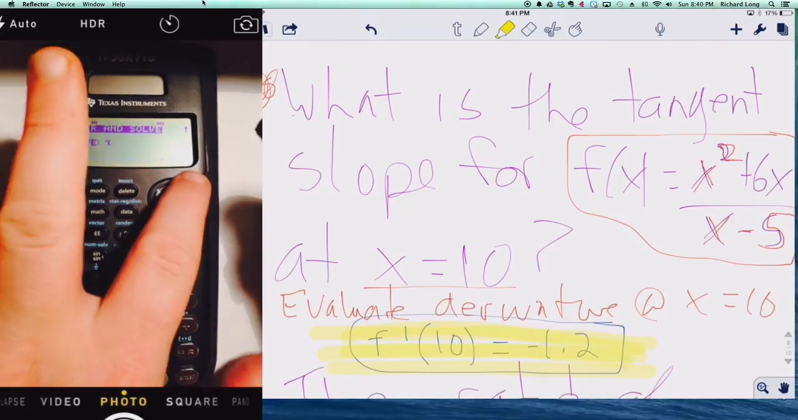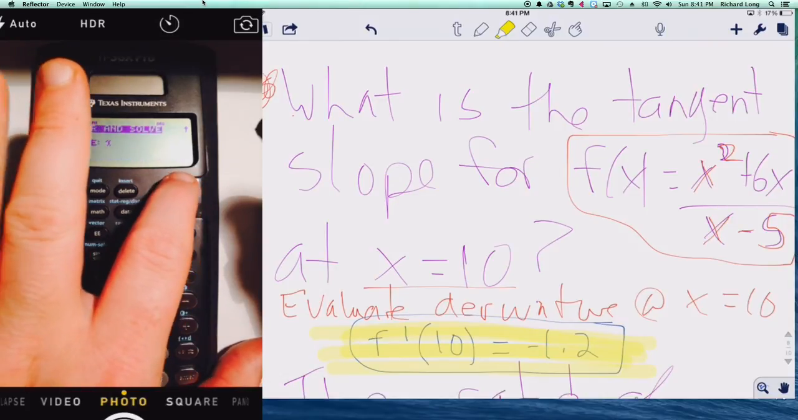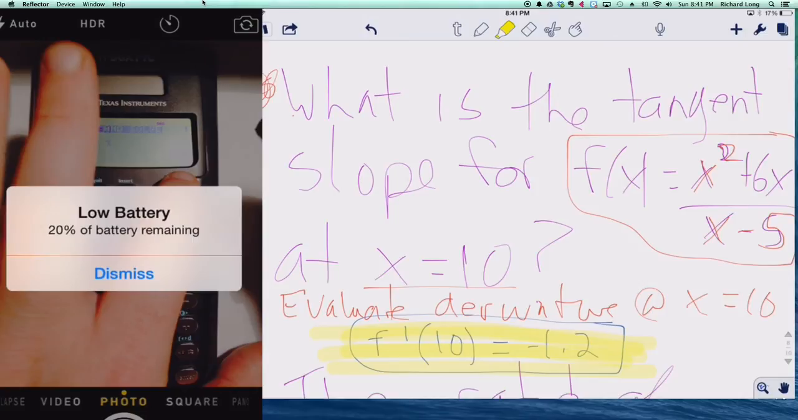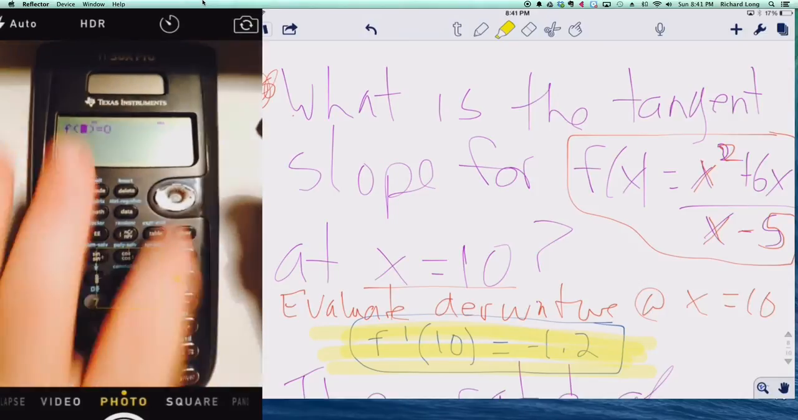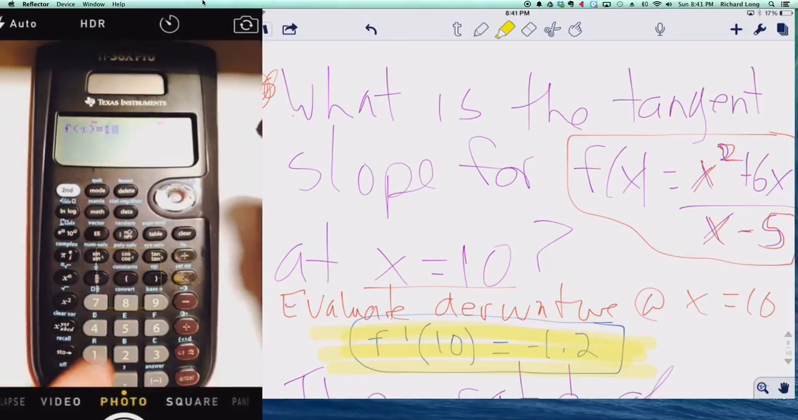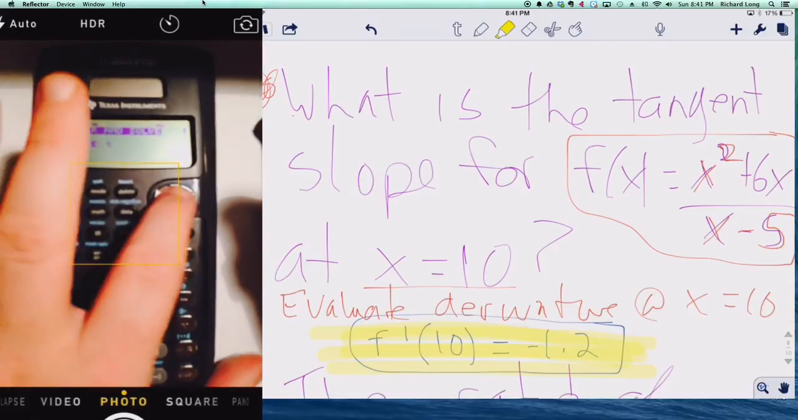I might want to figure out, well, when is the slope worth something else? If I go back, I can figure out at what x value the slope is 100.